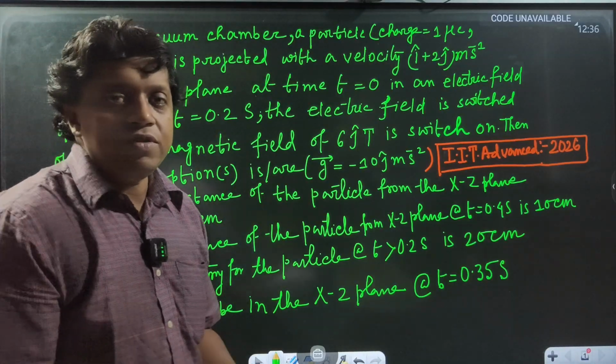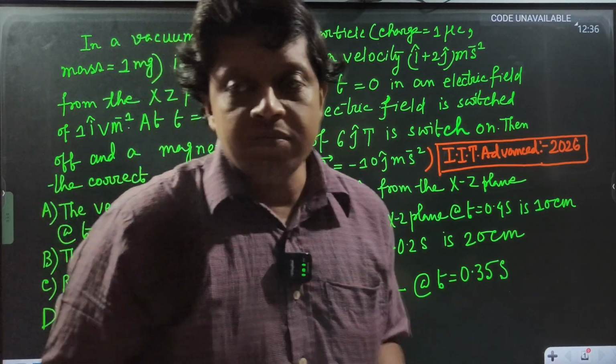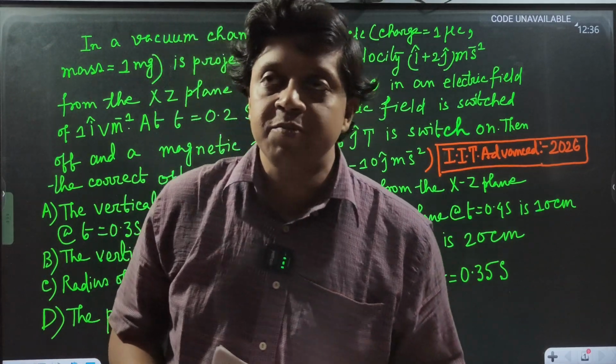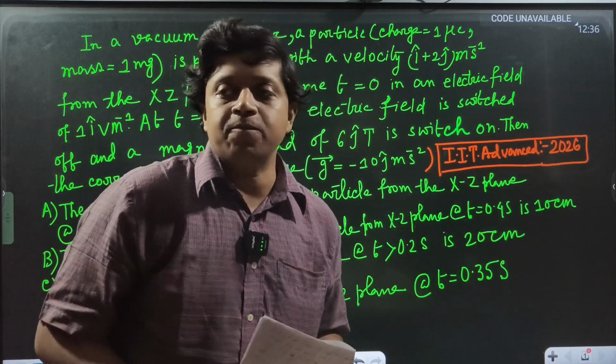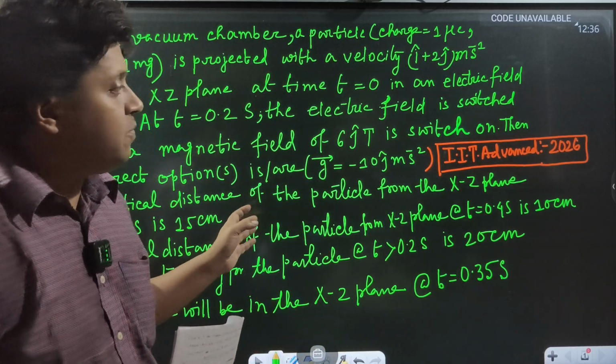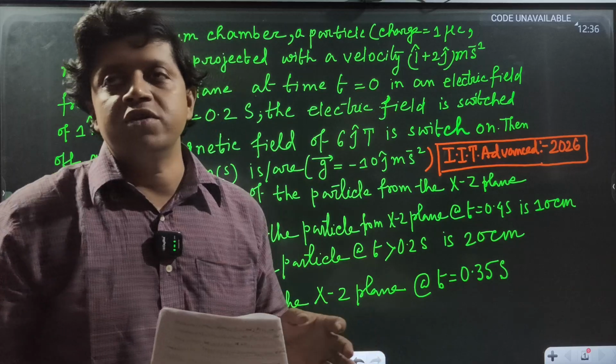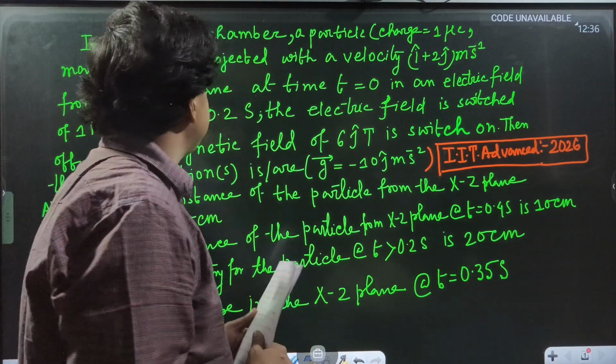So today we will again discuss a problem from IIT Advanced 2026 question paper. This time it is the turn of physics, and as we did in the last case, this will be a question with multiple correct options. So you have to evaluate each and every option. Let me just read out the problem.